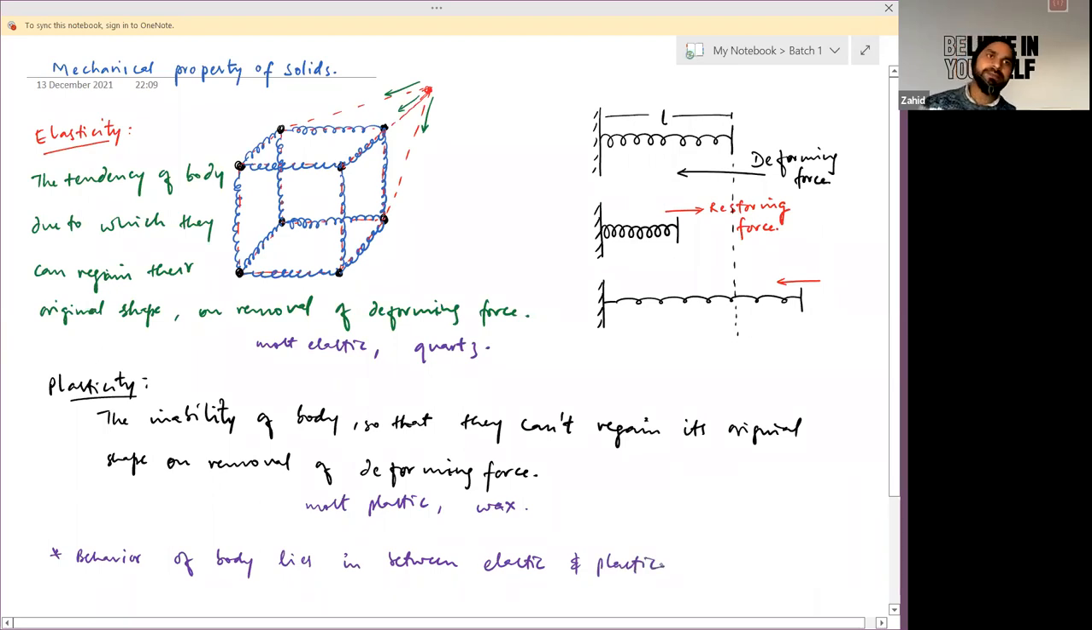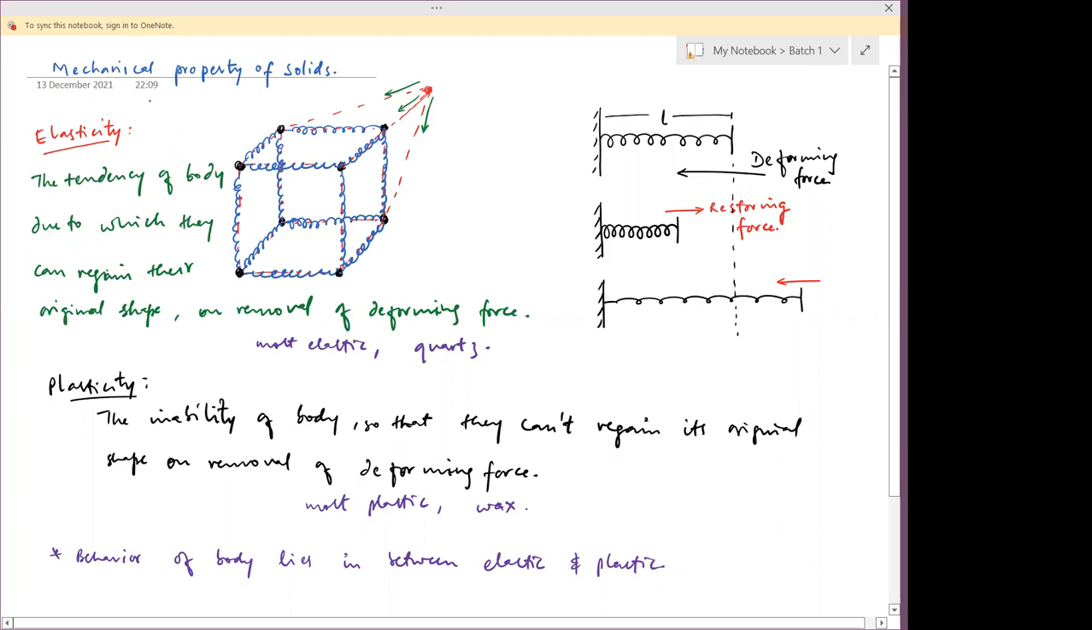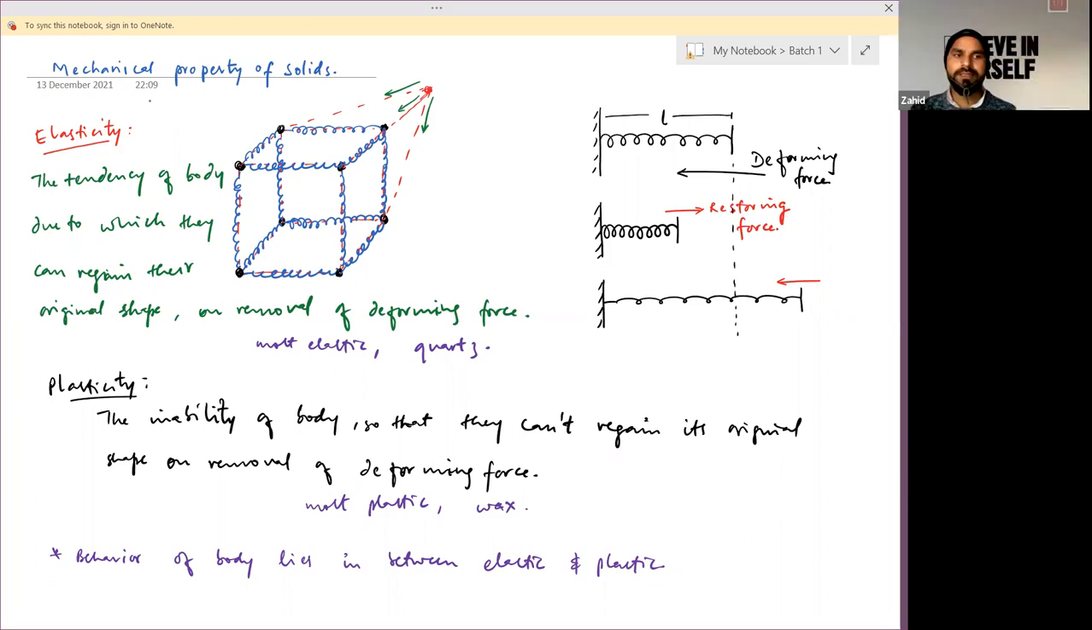Hamza, any doubt? The wax can regain its shape, right? No, it can't regain. That's why it has maximum plastic behavior. Okay, sir.